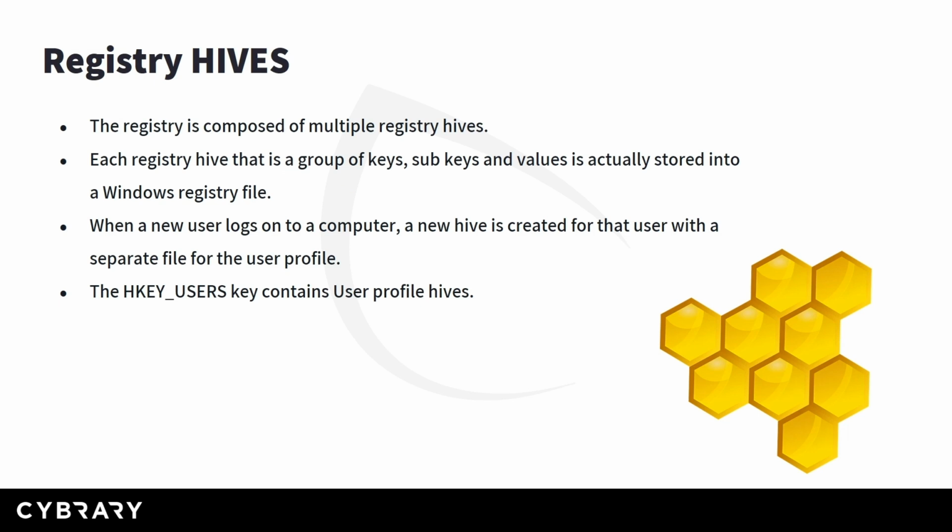In modern Windows systems, the registry is composed of multiple registry hives, and each registry hive, which is a group of keys, subkeys, and values, is actually stored into a Windows registry file, also known as a hive file, as a backup container. Each time a new user logs onto a computer, a new hive is created for that user with a separate file for the user profile. This is called the user profile hive. A user hive contains specific registry information about the user application settings, desktop, environment, network connections, and printers. The HKey users key contains user profile hives.